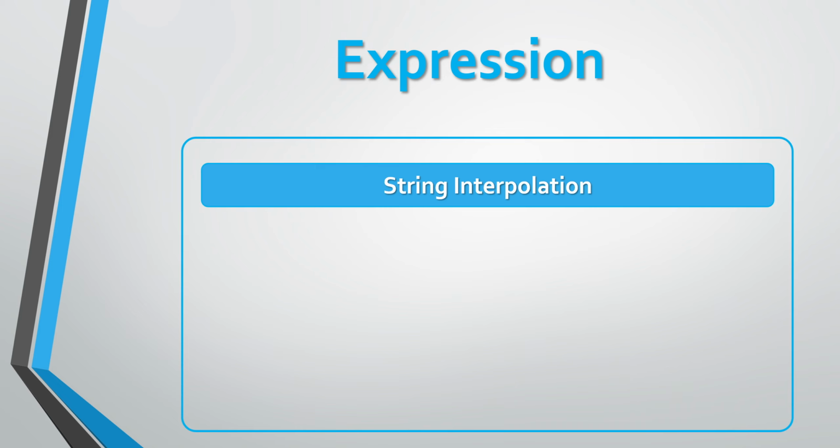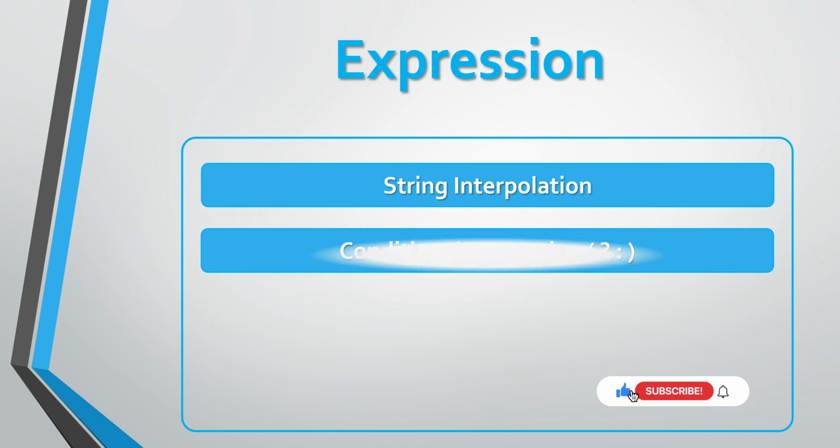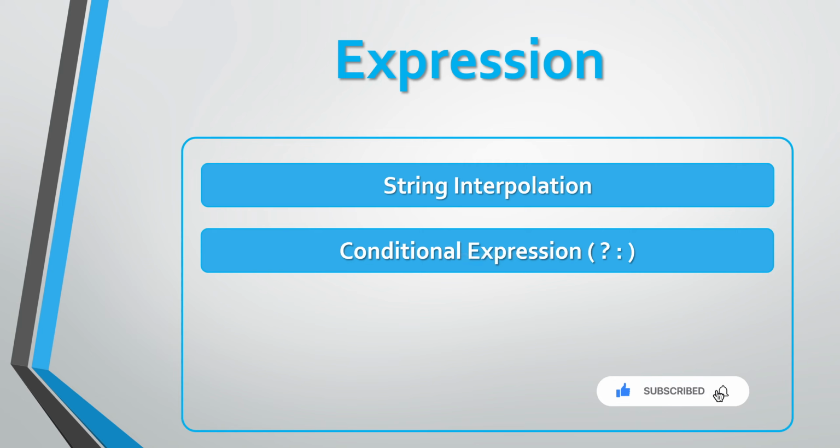So let's see, we have string interpolation. Of course you can combine two strings or do string manipulation dynamically or statically. And then we have conditional expressions, where you can use a ternary operator: the condition, then question mark, then the true value, colon, then the false value, something like that.